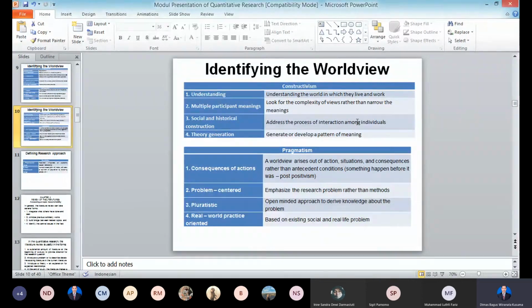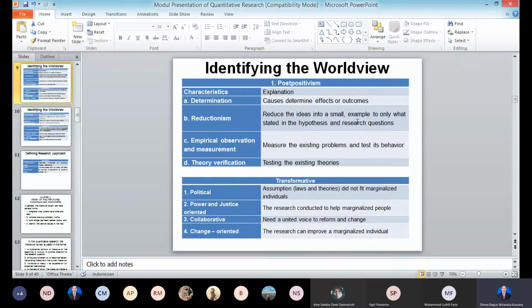Those who focus on pragmatism are usually practitioners. Practitioners are real-world practice oriented. They are not more in theories, but they want to be in practice. This is the fourth approach, pragmatism. So based on these four worldviews, you can locate yourself now. Which one do you prefer? Whether you are post-positivism, constructivism, pragmatism, or maybe transformative.